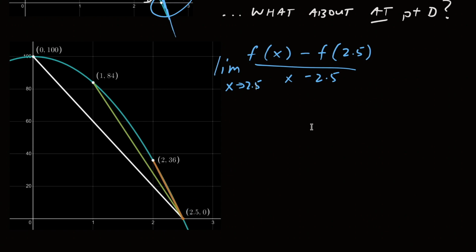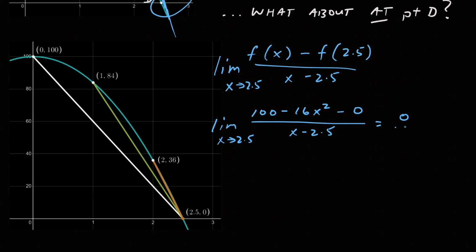And we're going to look at notation about that in a minute. So let's go ahead and do that. f of x would simply be 100 minus 16x squared. f of 2.5 was 0, all over x minus 2.5. And we're going to take the limit as x approaches 2.5. If we go ahead and substitute 2.5, we're going to end up with 0 over 0, which, as you know from limits, is indeterminate. So we're going to have to do something.